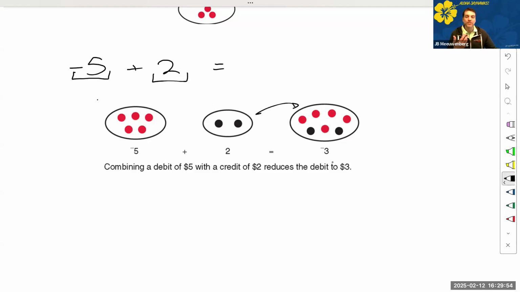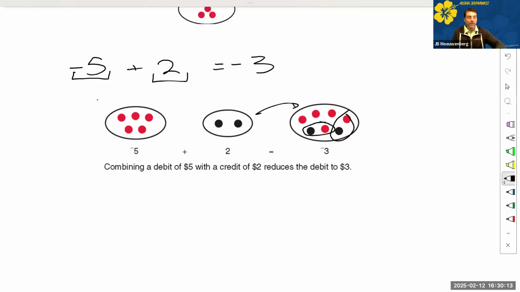But then what we have to do is determine the value of that set. As we saw before, every black can be paired with a red, and we look at what's left over. And you can see that there are 3 red chips, so that would be a value of -3.